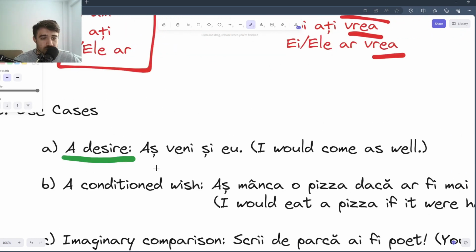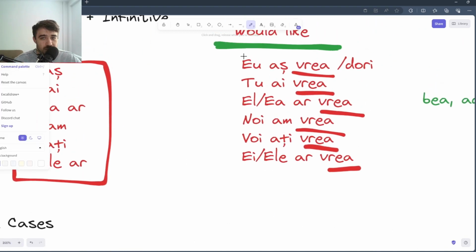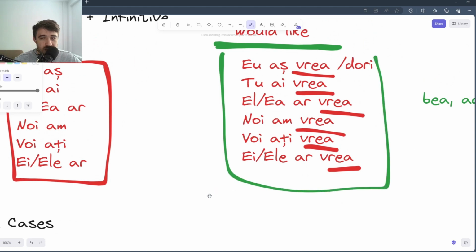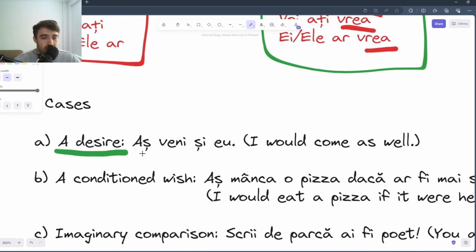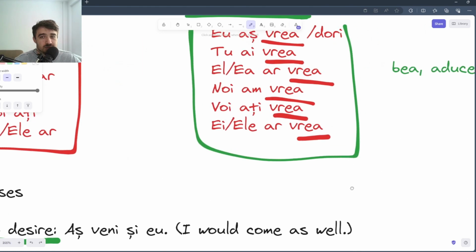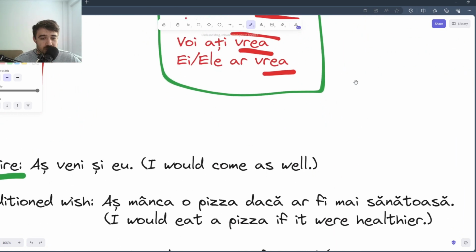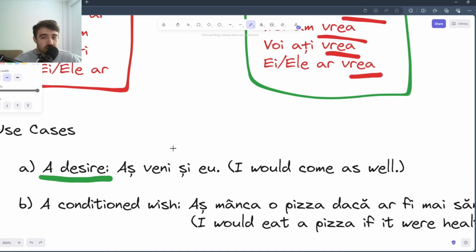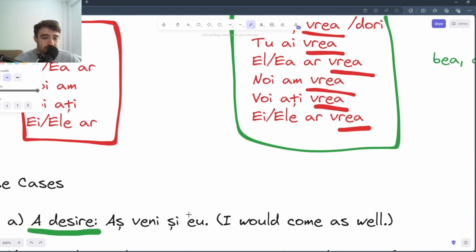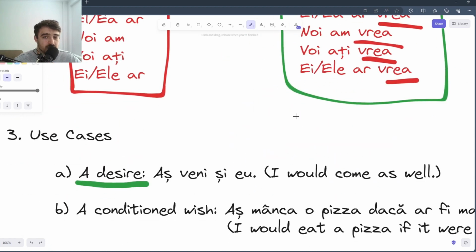Use cases. First, it describes a desire. This is also in the same category, kind of. So, aș veni și eu, I would come as well. You express your wish to come, your desire to come. Wish, a dori. That's why I said this could be in the same category. You could also say aș vrea să vin or aș dori să vin. So those two are quite well connected.